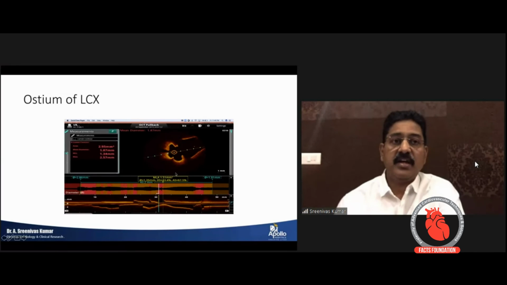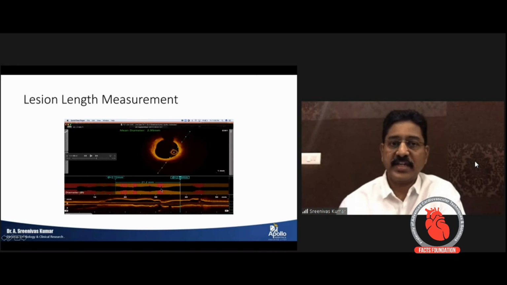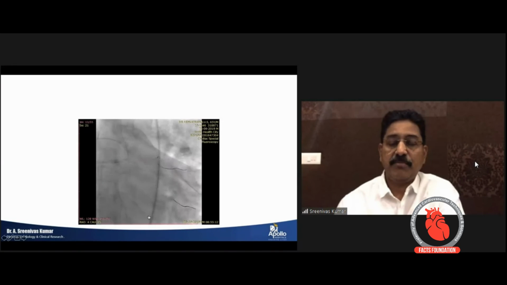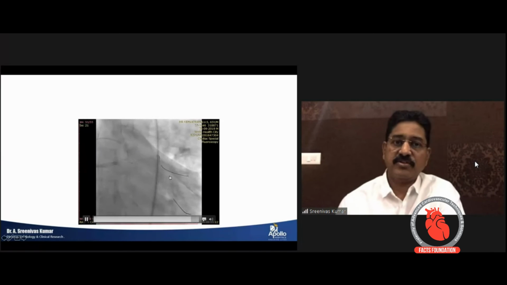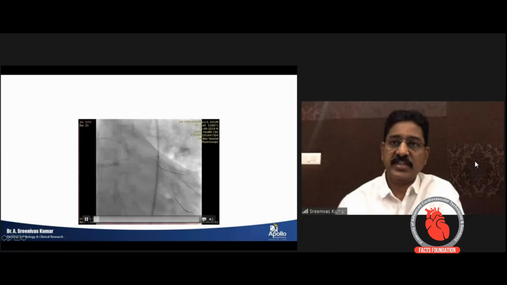And the osteum of LCX, again, another important thing we needed to assess was whether the LCX osteum is important or not. If the plaque is not much, then probably you could do a crossover stenting. That was the thought process. And then the proximal left main was okay. Then we measured the lesion length exactly. It came to 21.2. That's how we could take a 23 mm stent and place it exactly right. So then discussion also said you should do imaging of the LCX osteum through the LCX also, to make it very clear that the osteum of LCX is free.